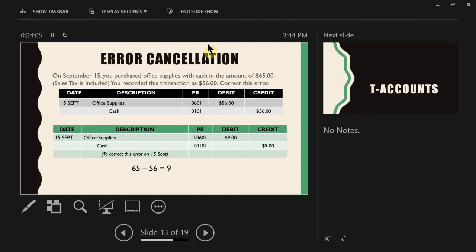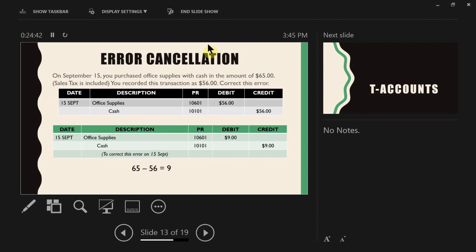Right? If I started out with $70, and all of a sudden I have $5 in my pocket, I can already assume I spent more money than what I've recorded. So in this case, I know I need to increase my office supplies by $9, and I'm going to decrease the amount of cash I originally have in my hand by $9 more. And that's how you do the error cancellation. It's only one journal entry, and you're going to journalize it for the difference in amount.